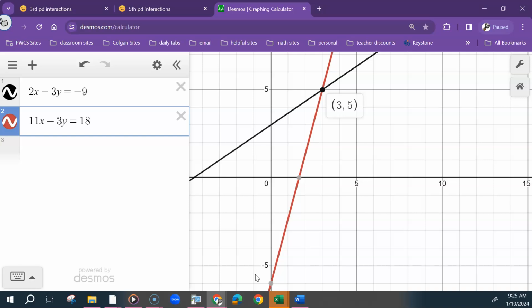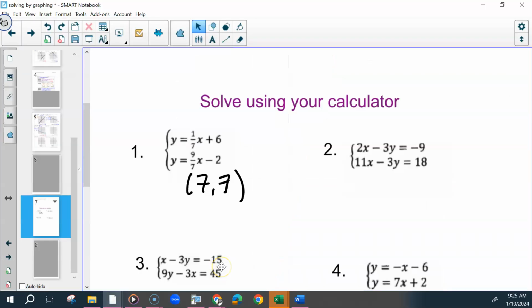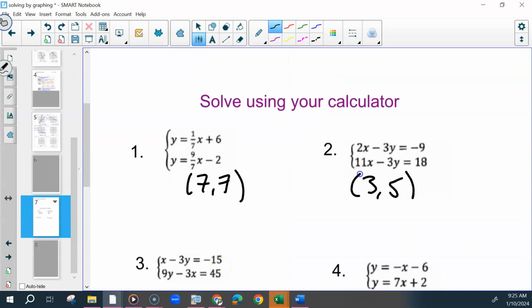And while you're practicing, if your lines and intersection point don't match up, you know you did something wrong. Questions on how we check ourselves in Desmos?